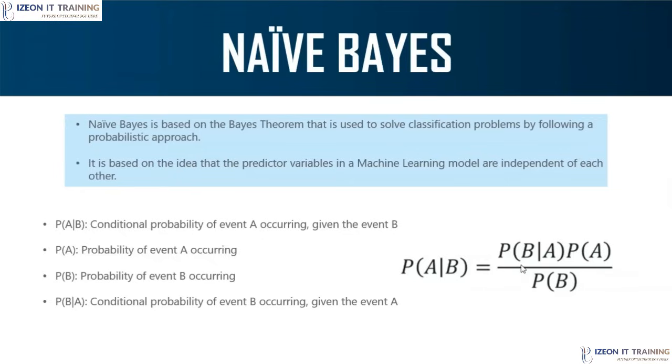Now, in this equation, the LHS is nothing but the conditional probability of event A occurring given the event B. P of A is nothing but the probability of event A occurring. P of B is the probability of event B. And P of B given A is nothing but the conditional probability of event B occurring given the event A.